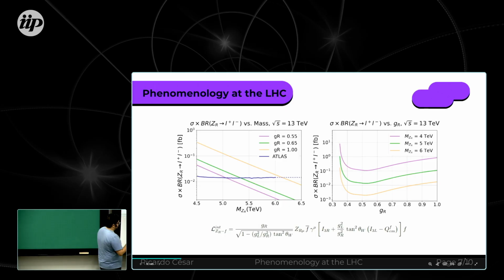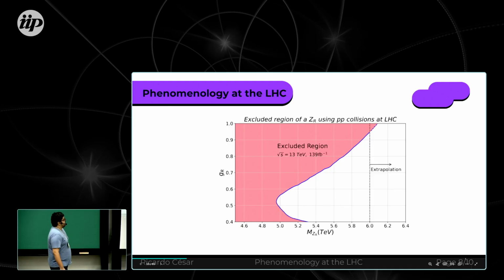Okay, and we use 3 benchmark points for those cases. So this is the limit for the ZR mass. In the y-axis we have the GR, and the x-axis we have the mass of the ZR. As I said, when you go to lower GR values, there is an overproduction of the channel of interest. That's why the limit gets stronger for lower GRs, and the limit also gets stronger for higher GRs of the order 1.